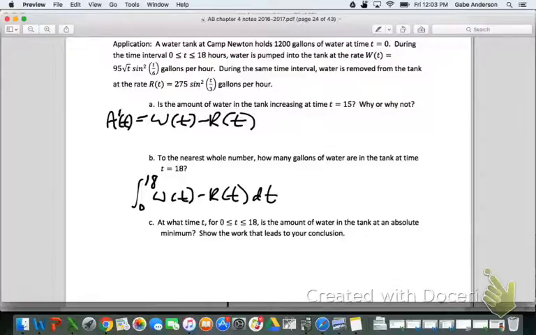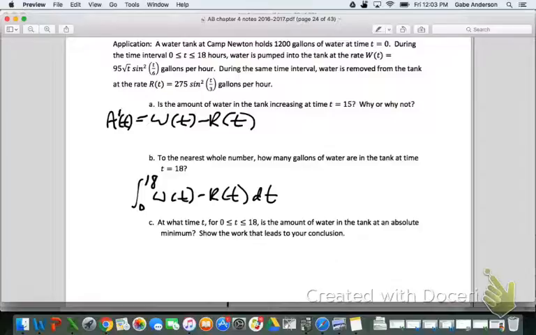Let's remember this from yesterday. Do you guys remember what that stood for? If you had to explain in a sentence or two what that meant, what would you say? It's the amount of change of water in the tank. It's the definite integral of a rate. And so that by itself was not how many gallons of water were in the tank. What did we have to combine that with in order to get the final amount? The initial amount, which in this case was 1,200.